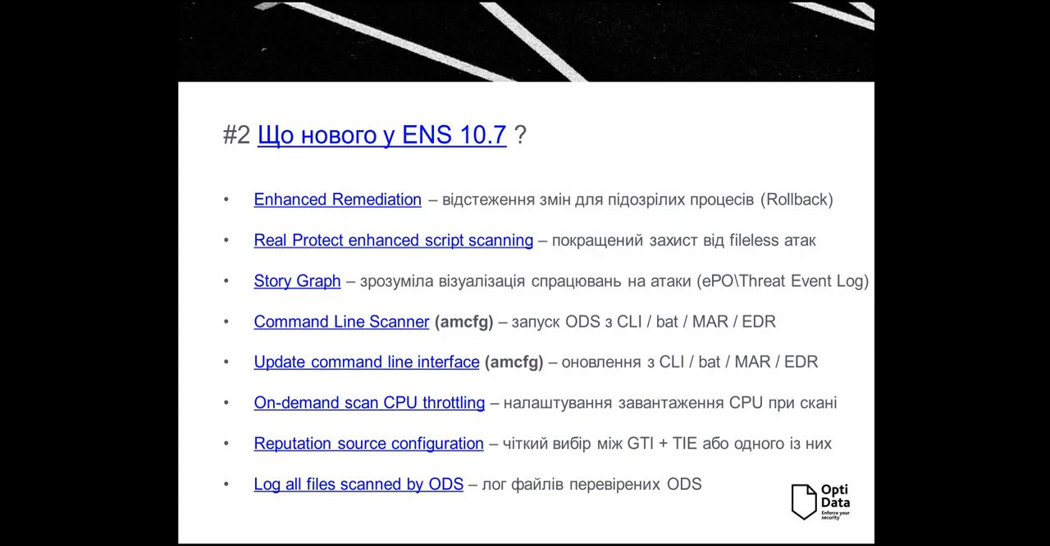Next one, enhancements in Real Protect script scanning. ENS already has a possibility to integrate with Microsoft AMSI for better script scanning and detection. In this new version, we can get more context, more data to prevent fileless attacks. I remind you that fileless attacks are when bad guys try to use built-in operating system utilities or built-in capabilities to get some information or to make it persist.